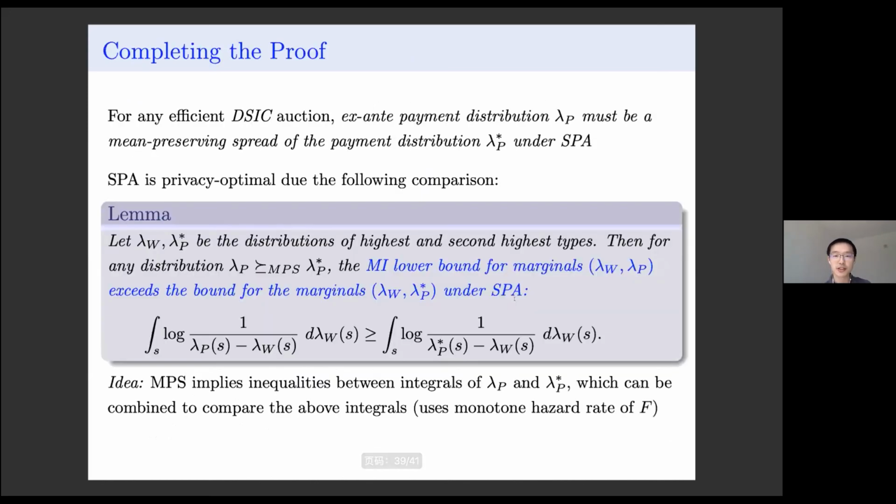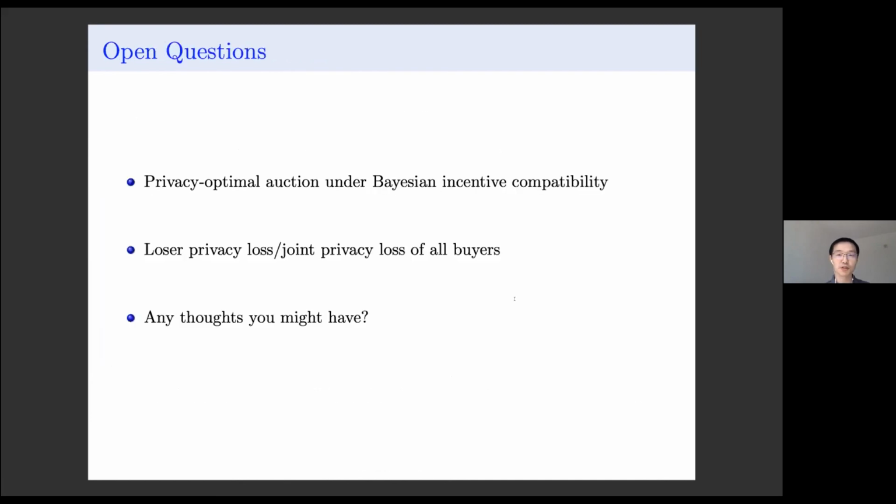And then in the remaining step, we argue that any other ex ante payment distribution will lead to a higher mutual information. And this is the step where we use the dominant strategy assumption, because this gives us a lower bound on the dispersion of the payment distribution. I'll conclude with some open questions and hope to hear your thoughts.